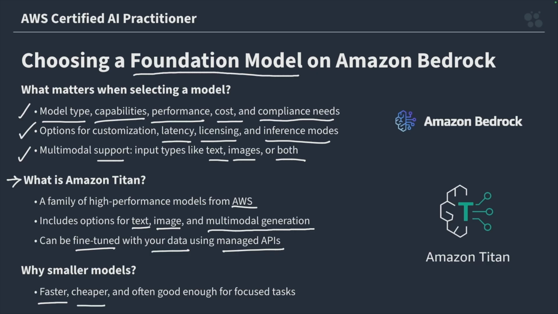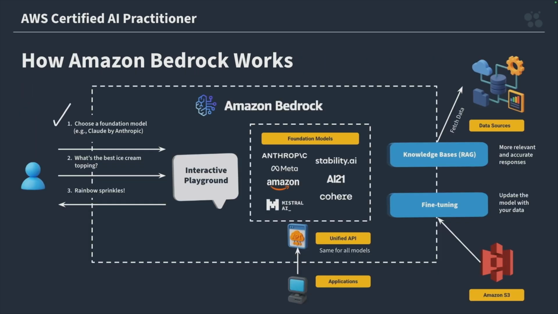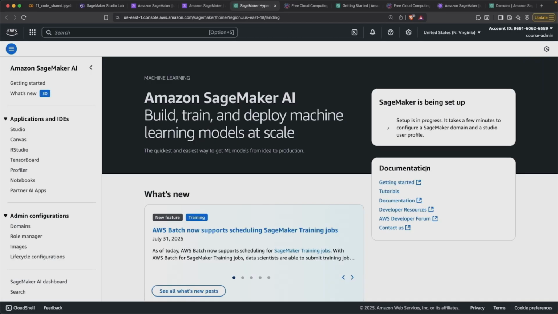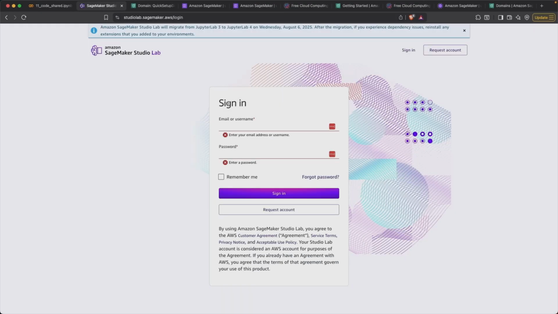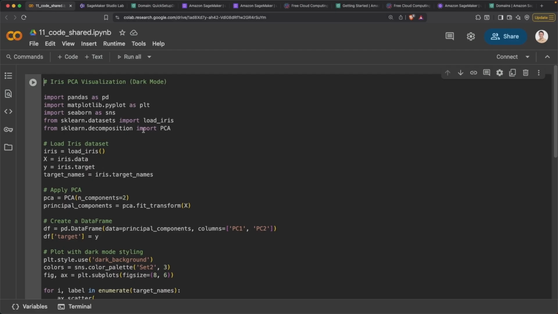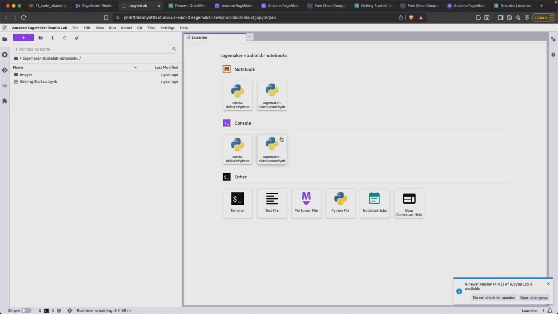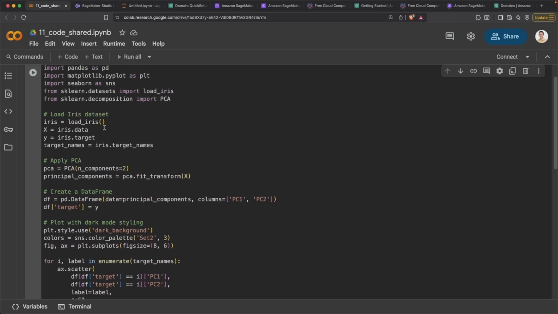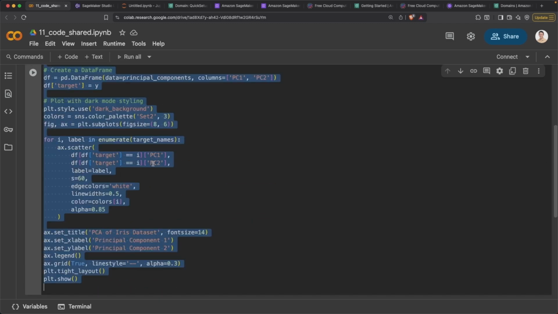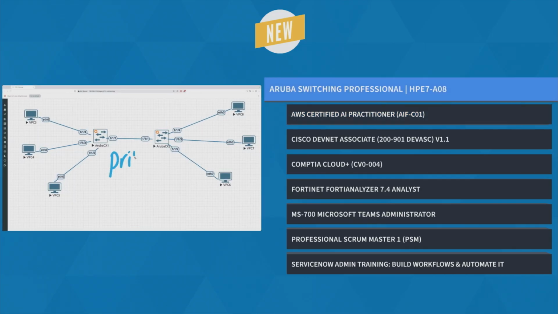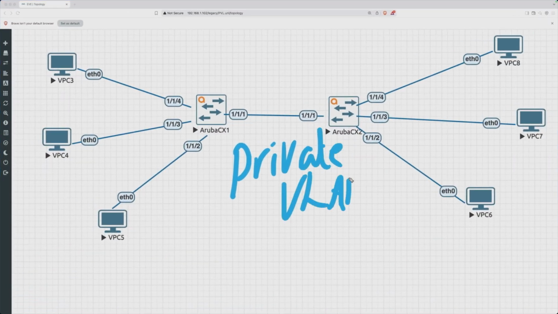You'll learn prompt engineering, model evaluation, and responsible AI practices so non-technical teams can confidently guide AI initiatives and adoption. This course is intended for non-technical professionals, the people who work on AI or ML projects but don't build the models themselves. And with this training, you'll be fully prepared to pass the AIF C01 exam and earn this valuable foundational AI certification.